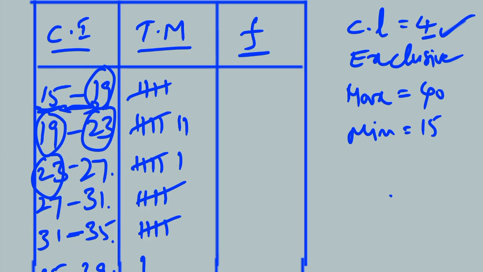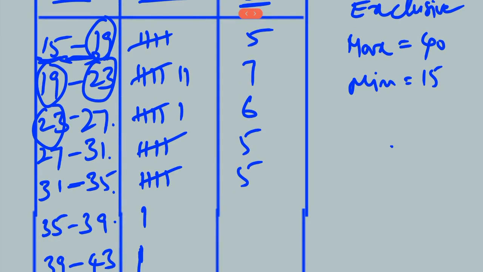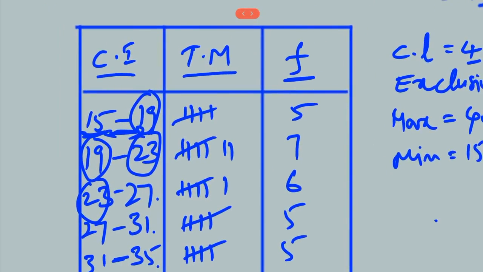Yes, now the tally marks are completed. After completion of tally marks, now how many are there in total? Here 5, here 7, here 6, here 5 and 5, and finally here only 1, here also only 1. So in this way we can find the tally marks. After that, the frequencies also.